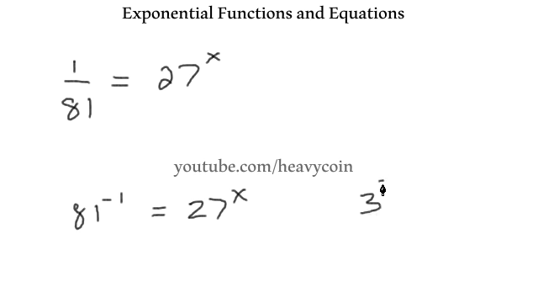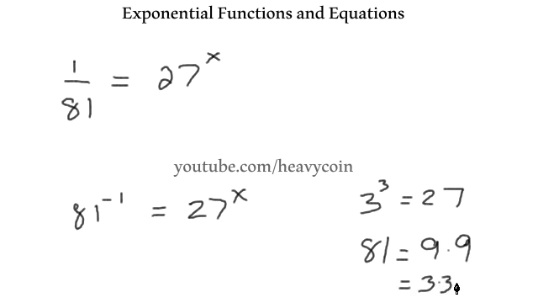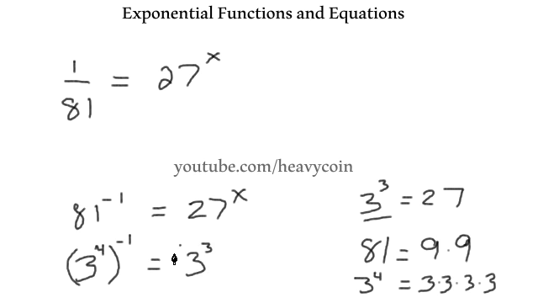Alright, let's look at this 27. We know that 3 to the third power is 27. And if we look at 81, we know that 9 times 9 is 81, but we also know that 3 times 3 is 9, and 3 times 3 is 9. So this becomes 3 to the fourth power. So we're going to be working with the bases of 3 here. So we have 3 to the fourth power, and remember, that's all raised to the minus 1. And then this one here, we're going to have 3 to the third power, and it's raised to the x.